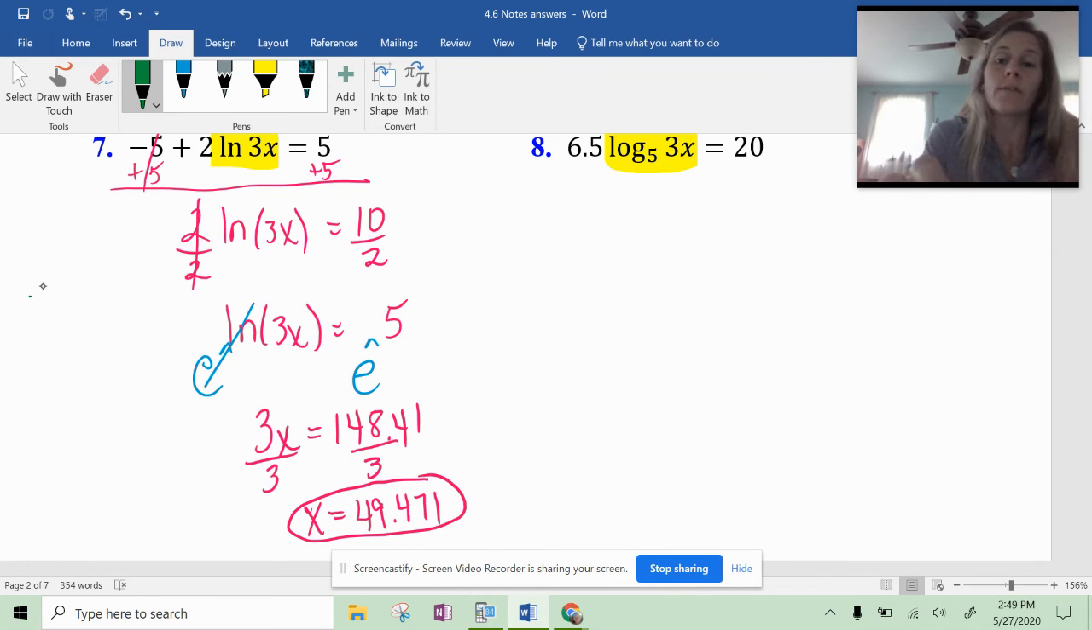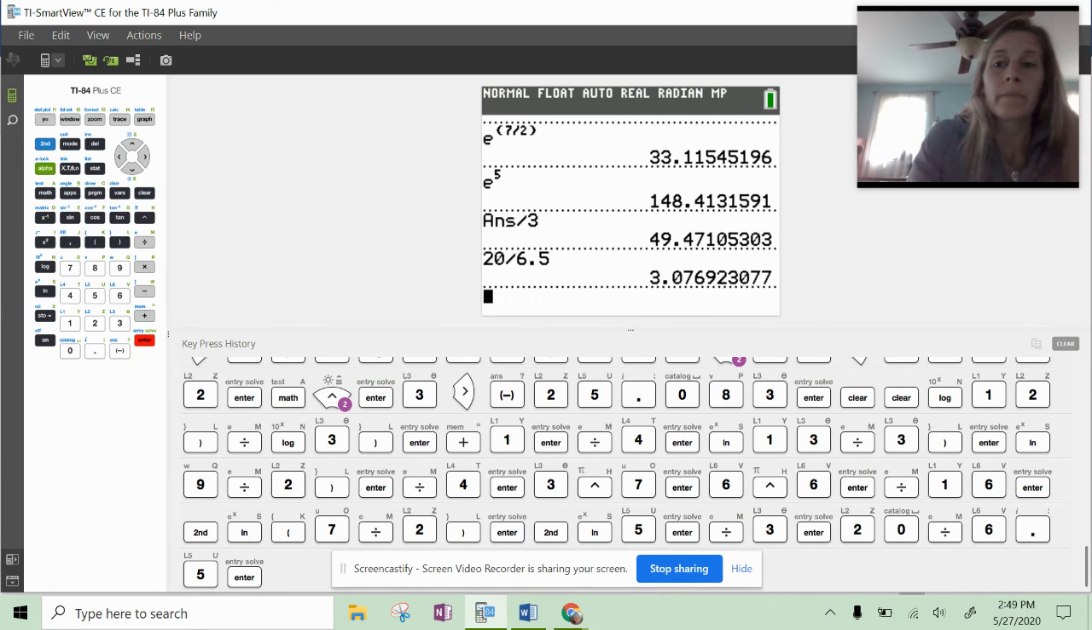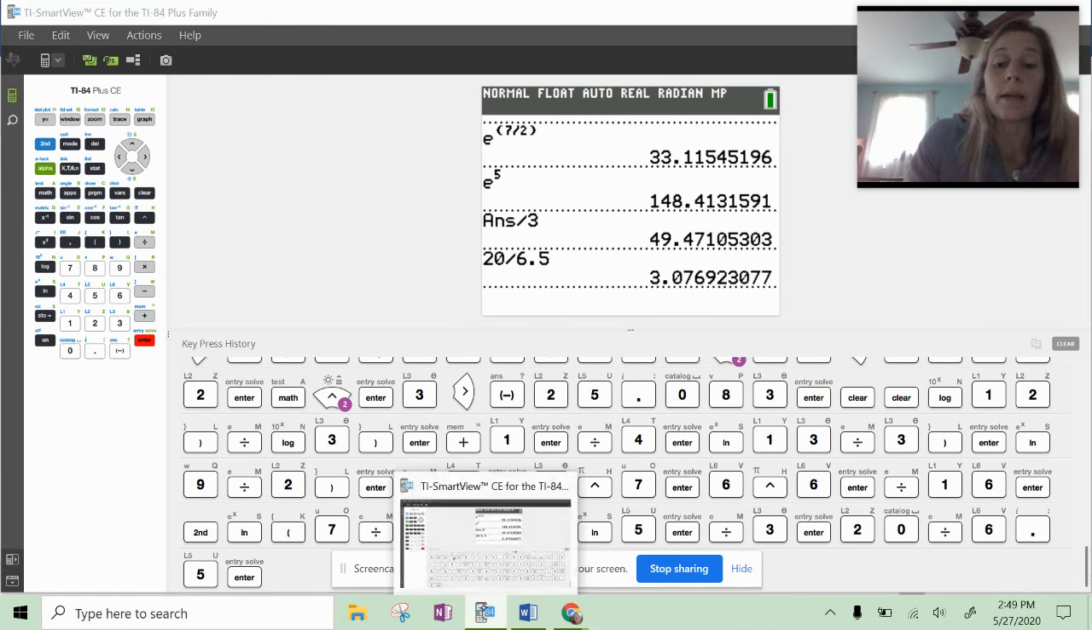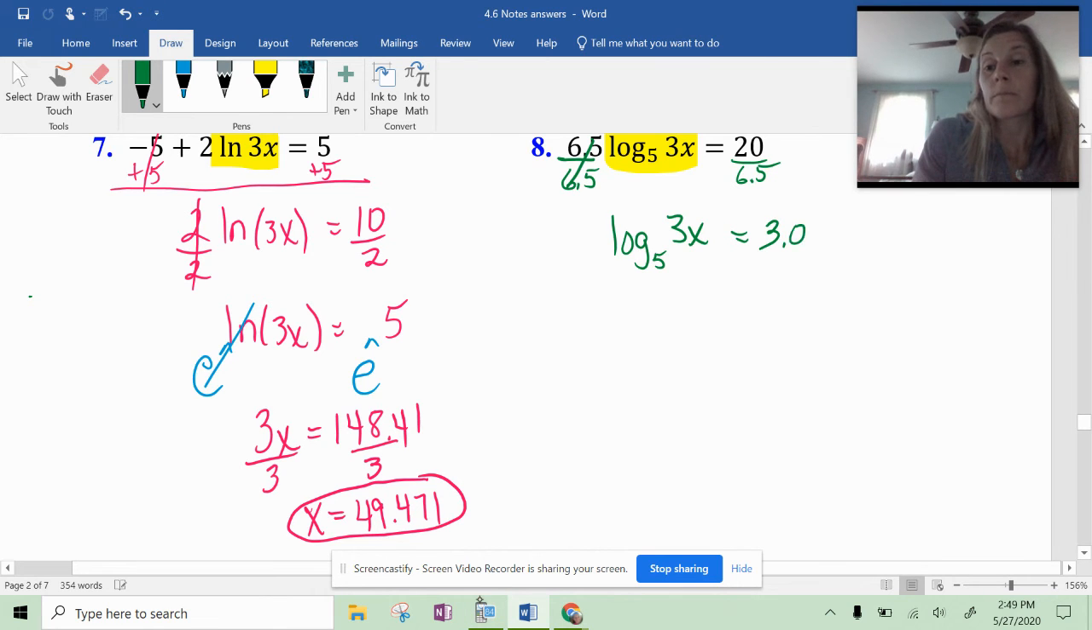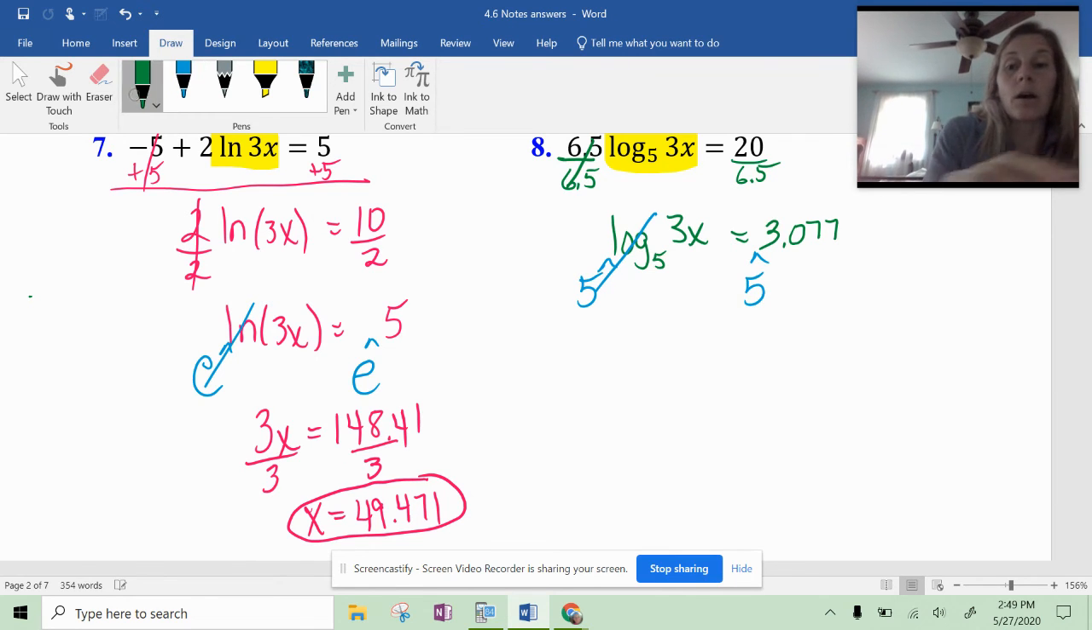Okay, so this one here, I have to get rid of my 6.5 first, since that's multiplying out front. I'm going to divide that. So now I have log base 5 times 3x equals, and then 20 divided by 6.5, which is 3.077. So now we want to give both sides a base of 5 to cancel out that log.